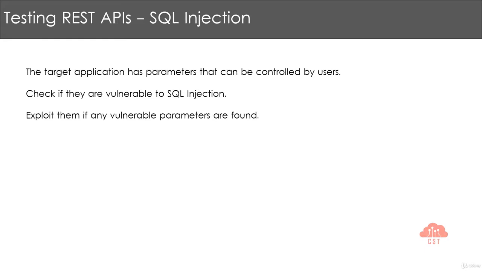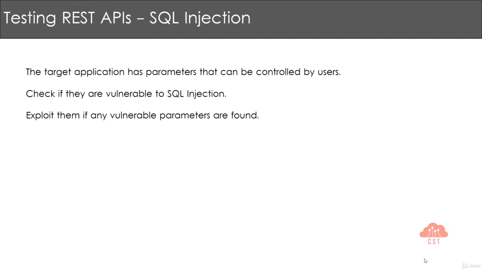SQL injection has been one of the most dangerous yet common problems in web applications. This will still hold true for REST APIs because, as I mentioned, REST APIs are also programmed just like web applications, and they are also susceptible to traditional web application attacks like SQL injection. For this demo, we are going to use the View Profile Information API.